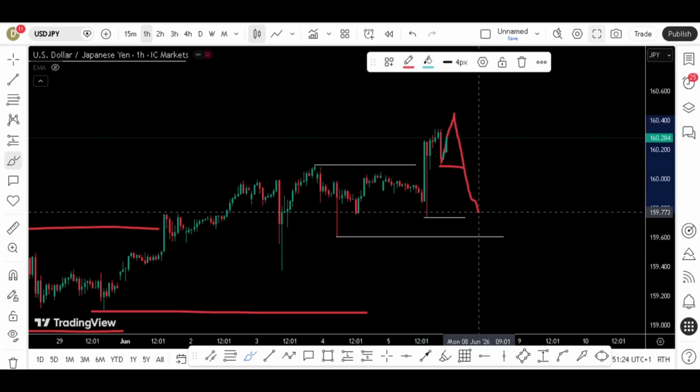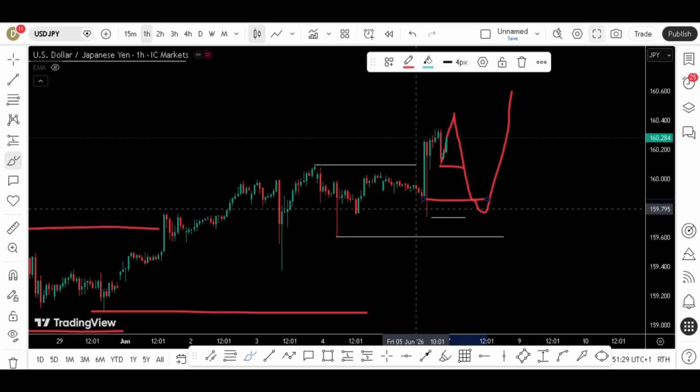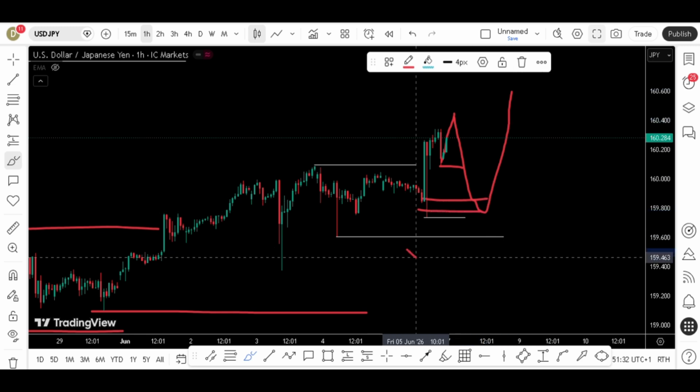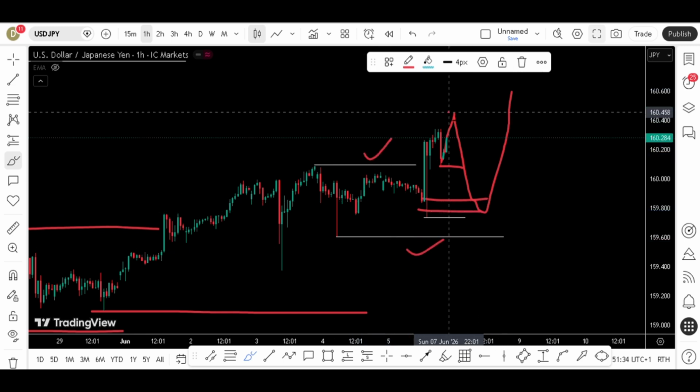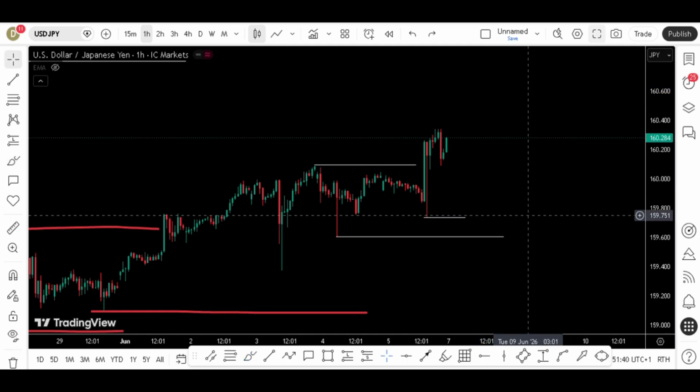Probably the market will push down, or the market will do this and push up, but this low will be protected. These are breaks of structure, and we expect the market to come and break this structure. So that's it for USDJPY.